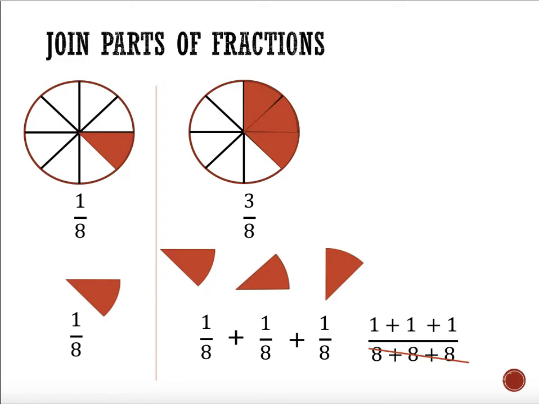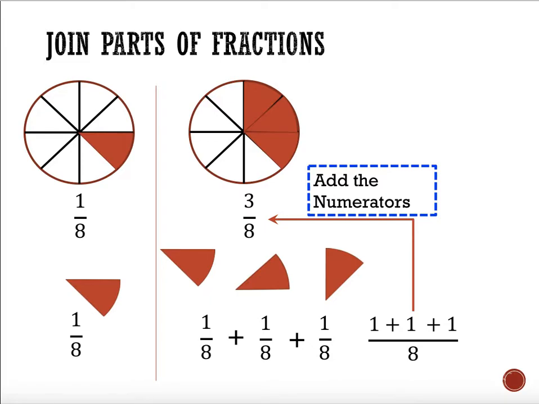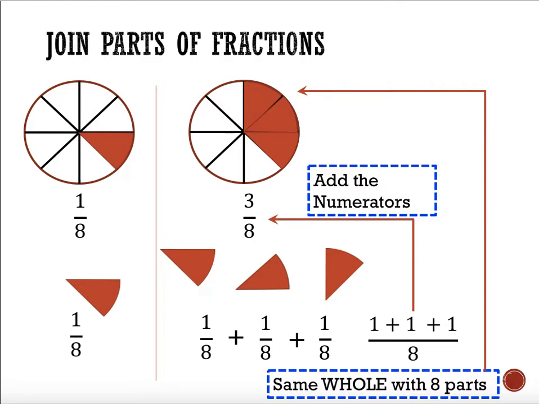All I need is an 8 here. So how did I do this calculation? I added the numerators together, but I'm dealing with the same whole with 8 parts. So I consider that one whole of 8 equal parts. So that is my one whole that has 8 equal parts. Okay, so this is something to keep in mind while adding parts of fractions.